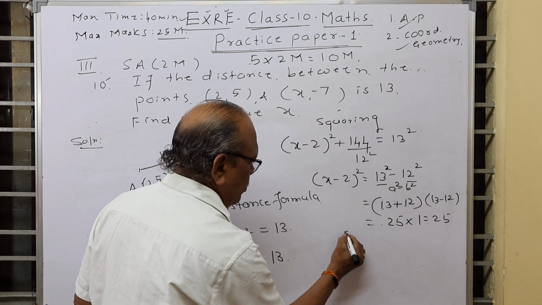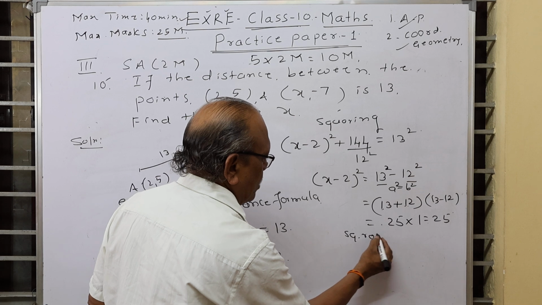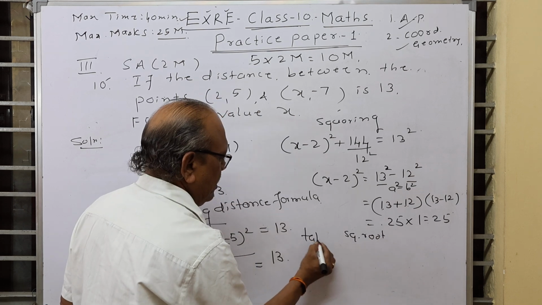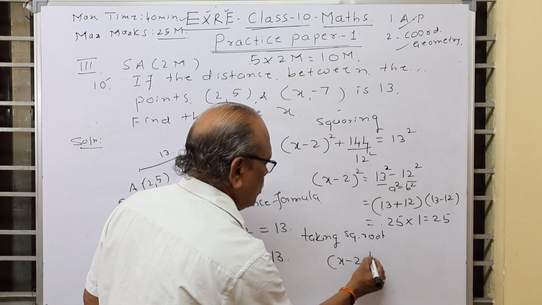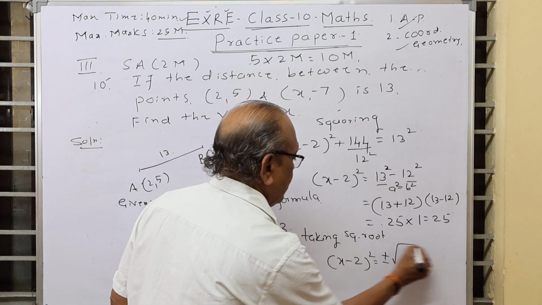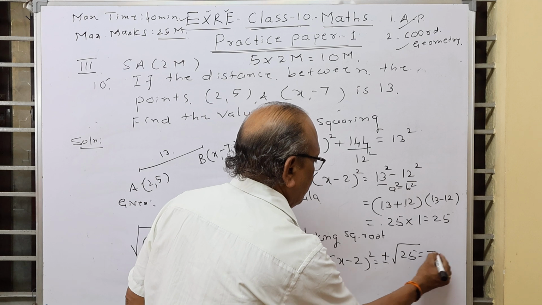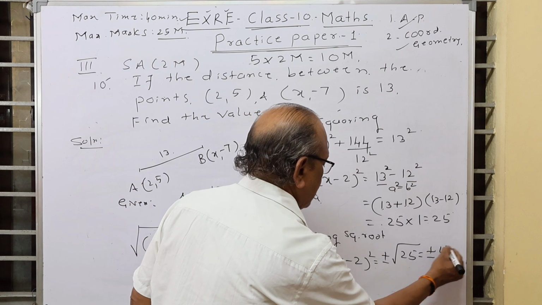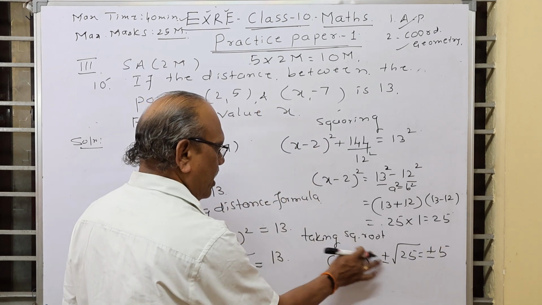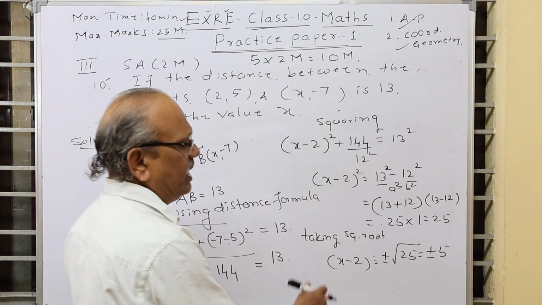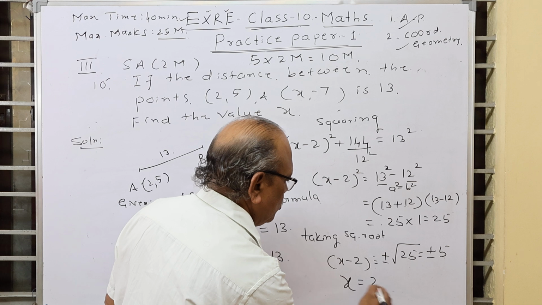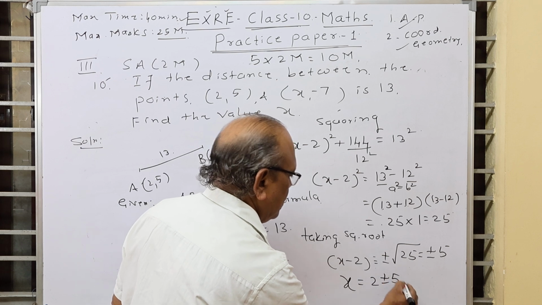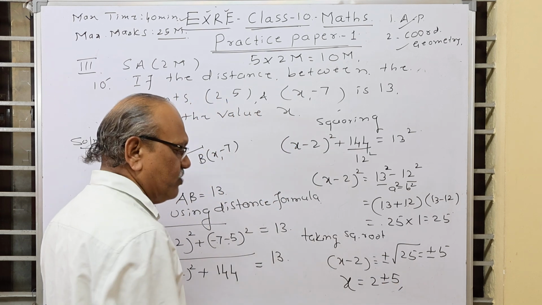If you take square root on both sides, taking square root, what do you get here? You get x minus 2 is equal to plus or minus root of 25. The answer will be plus or minus 5. After taking the square root, you are left with only x minus 2. Now you take minus 2 to the right. What do you get? x is equal to 2 plus or minus 5. You will get two values for x.